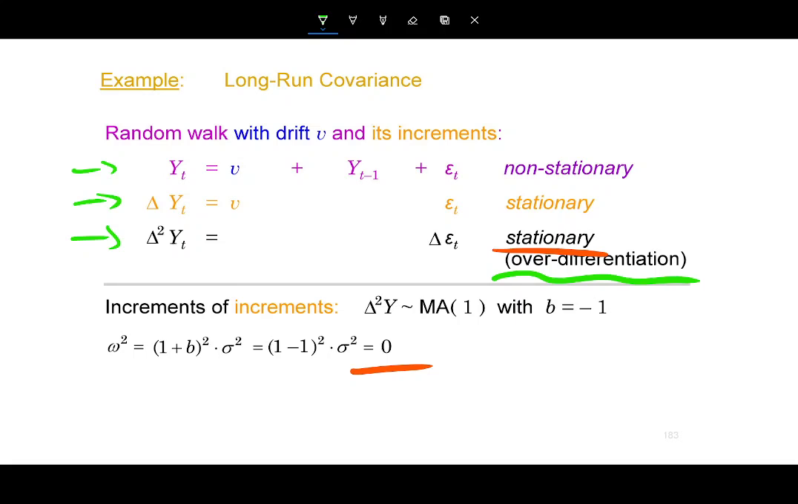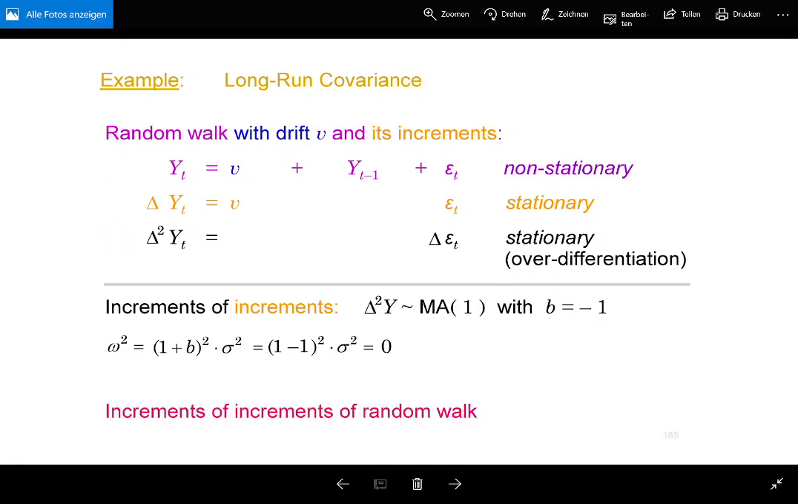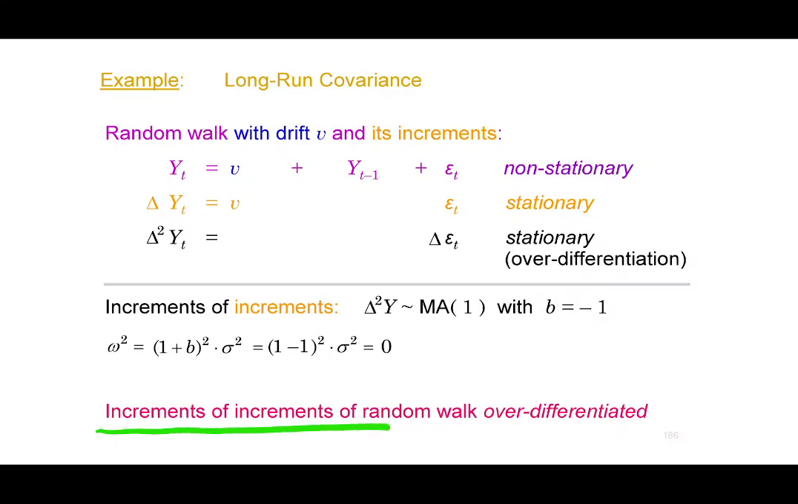So the long-run covariance allows you to distinguish between stationary processes where the process is stationary with a finite and positive long-run covariance, or where a process is stationary with a 0 long-run covariance. If the process is stationary with a 0 long-run covariance, then the process is going to be over-differentiated, just as the increments of the random walk are.